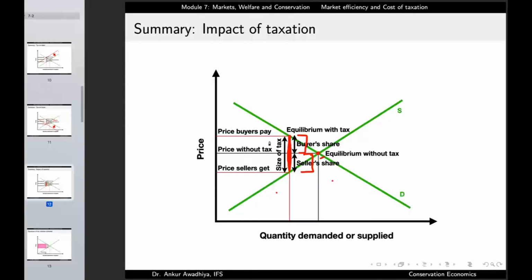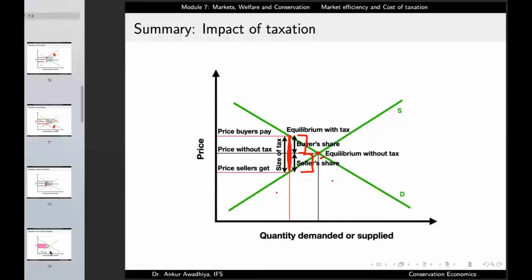And the total amount is known as the size of the tax. So this is the impact of taxation. Whatever happens, there is a certain amount of money that has to be paid by the buyer and a certain share of the tax that has to be paid by the seller.